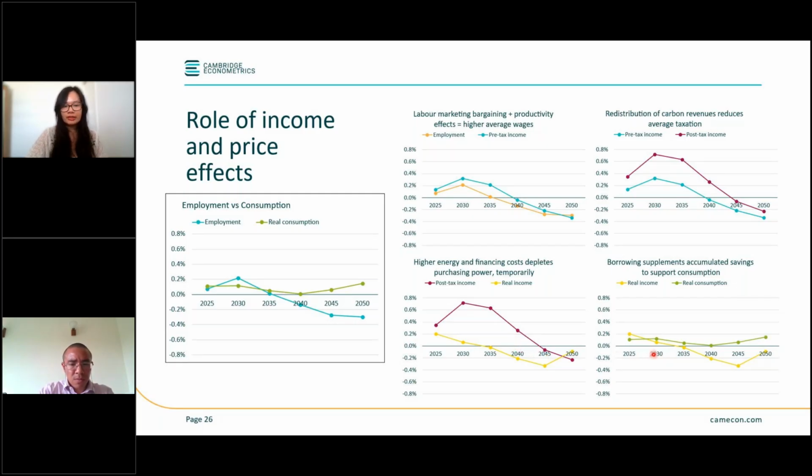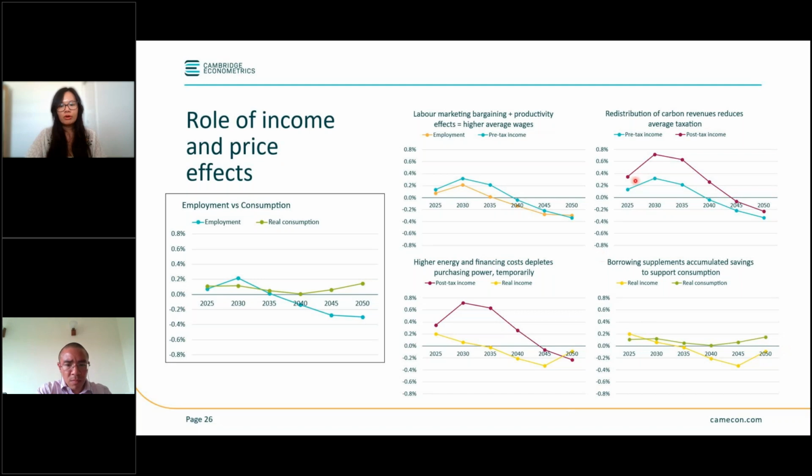And finally, now connecting this change in real income back to real consumption, some of the effect on real income is also reflected in the impacts on real consumption. The difference here basically signals the role of savings and borrowing and how they act as different sources of financing to support household expenditure.